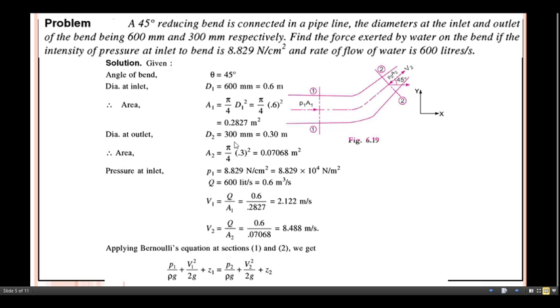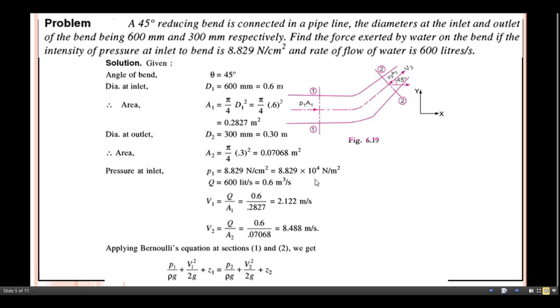Now in this case, the diameter D2 corresponding to section number 2, that is at the outlet, is given as 300 mm. Convert this into meters by multiplying by 10 raised to minus 3. Then calculate the value for the area corresponding to this diameter D2. So this can be calculated in this way, 0.07068 meter square.